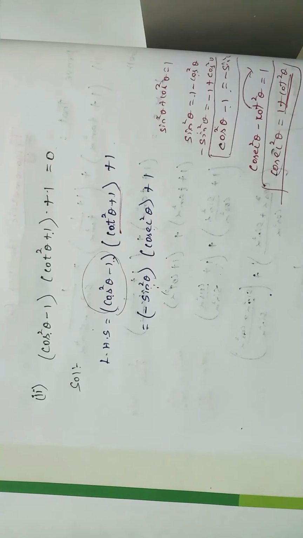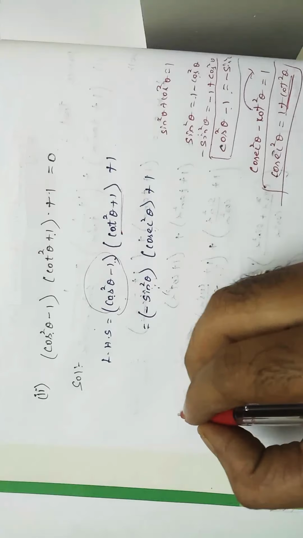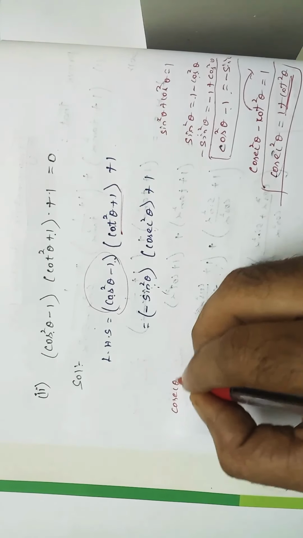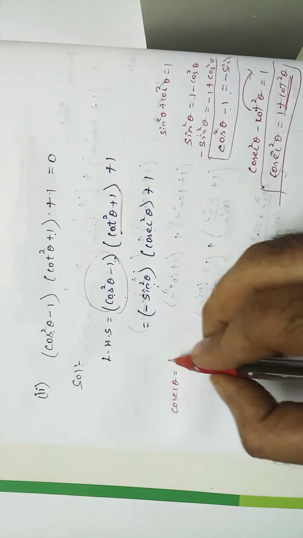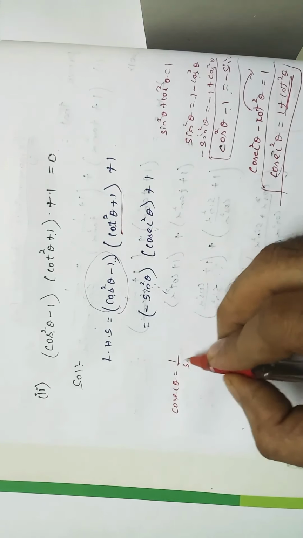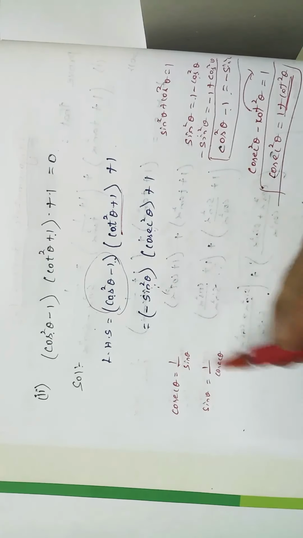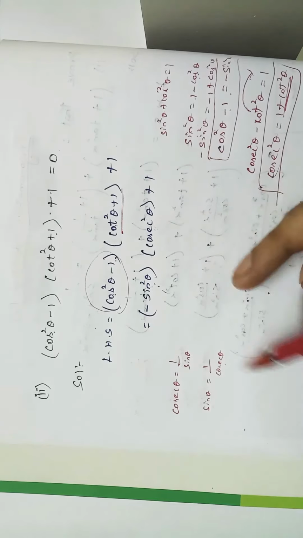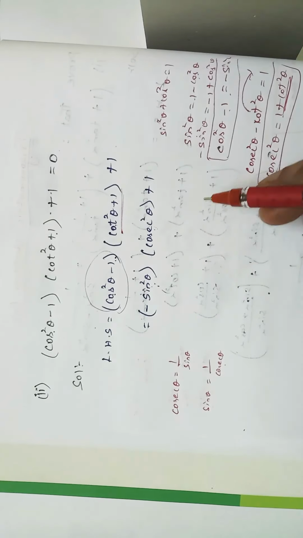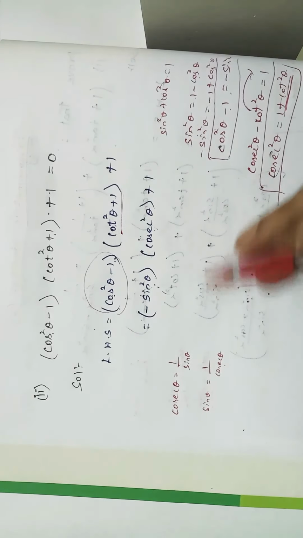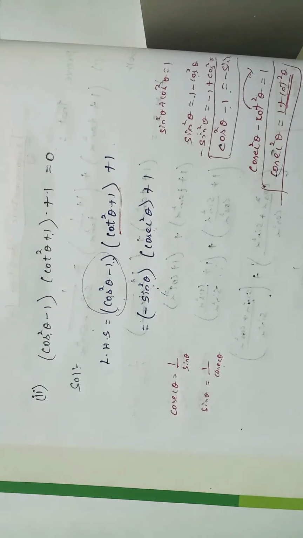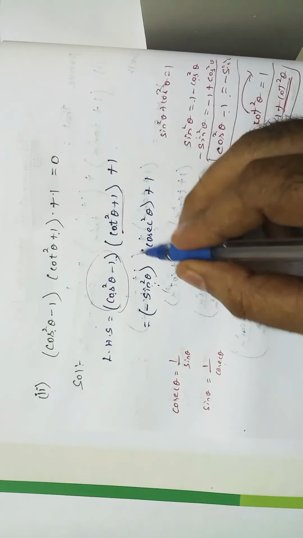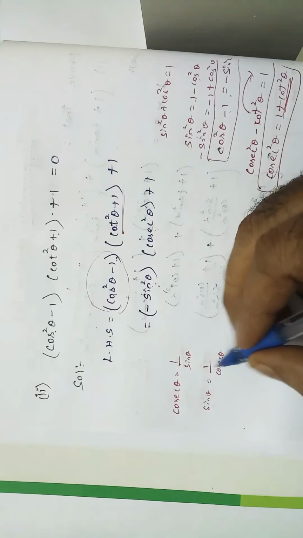Cosec theta is nothing but the reciprocal of sin theta. We know that cosec theta is equal to 1 by sin theta, and sin theta is equal to 1 by cosec theta. Whether you convert the sine in terms of cosec, or convert this cosec in terms of sine, any one, then it will get cancelled. Numerator and denominator, it will become a fraction type, then we will get a cancel. So I'm just going to convert this cosec square theta in terms of sin theta.